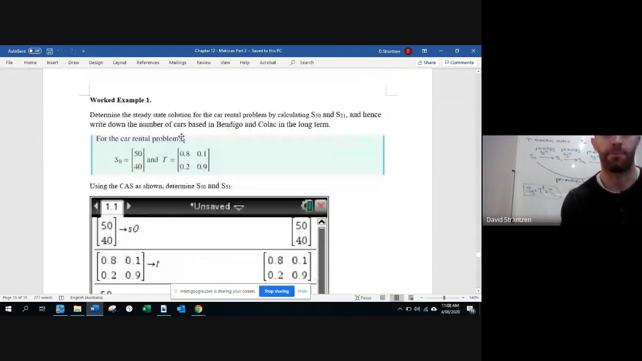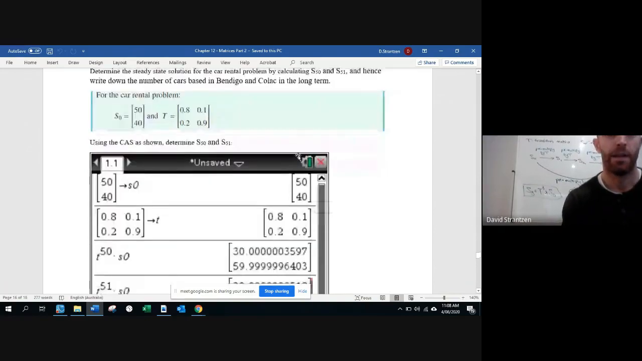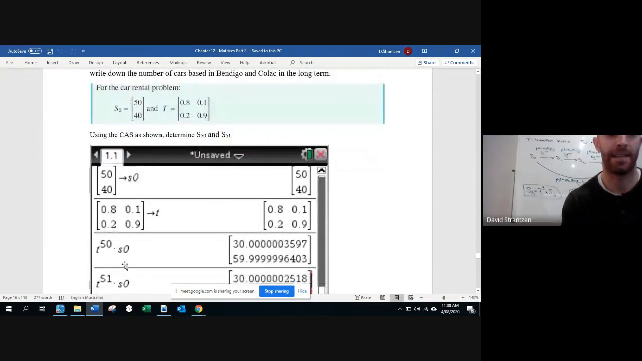So here is an example. Determine the steady state solution for the car rental problem by calculating S50 and S51 and write down the number of cars based in Bendigo and Colac in the long term. That means after we've reached steady state. So I'm putting S0 and T into my calculator. I'm going to do that now.